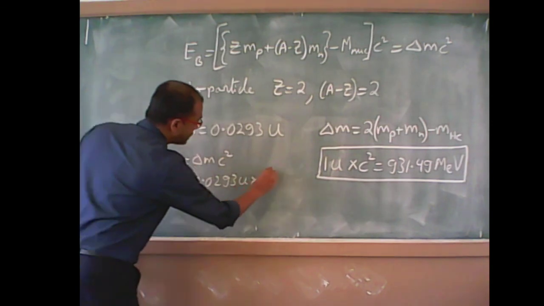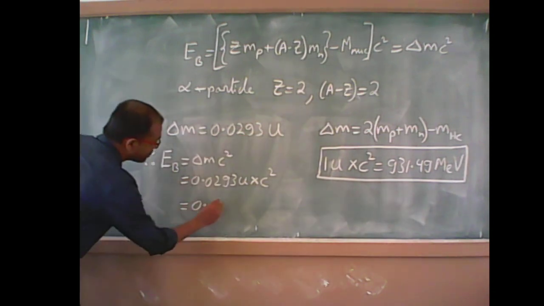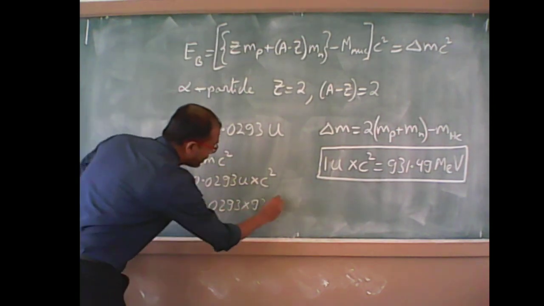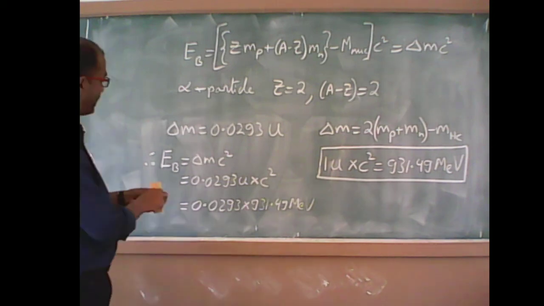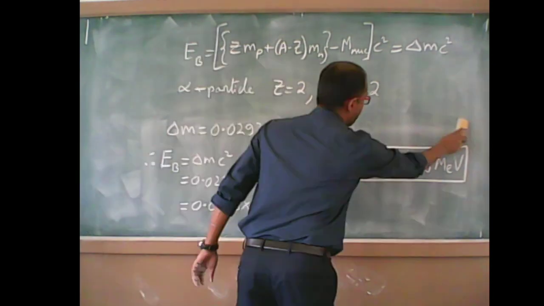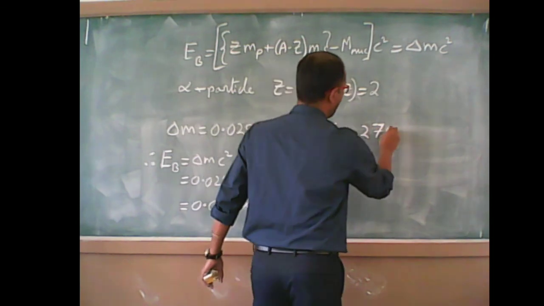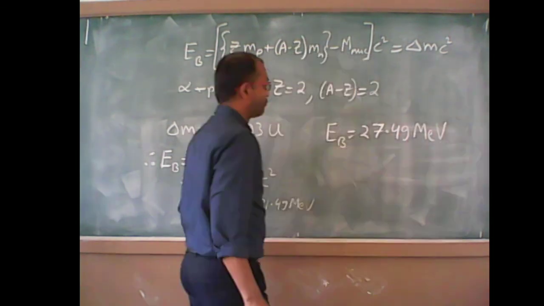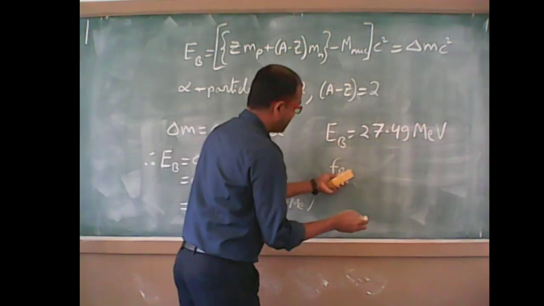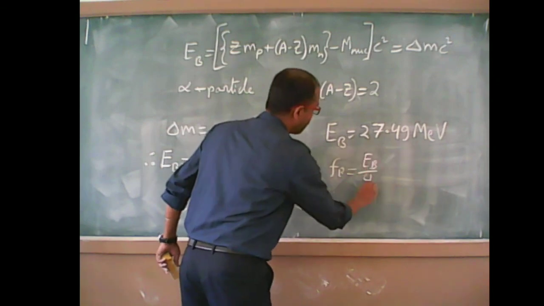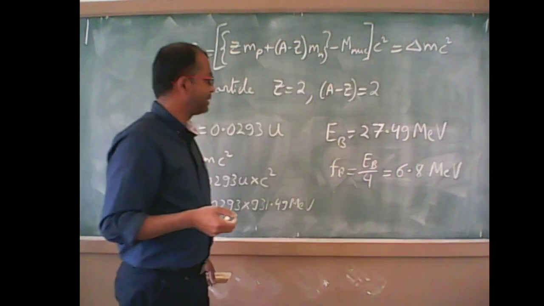That is equal to 0.0293 U into c square. Now we know 1 U into c square is equal to 931.49 MeV. Therefore, the binding energy of the alpha particle is 0.0293 into 931.49 MeV. The final value that we get is around 27.49 MeV. Hence the binding energy per nucleon for the alpha particle is EB by 4, 4 nucleons, which is about 6.8 MeV. So this is the binding energy per nucleon for the alpha particle.